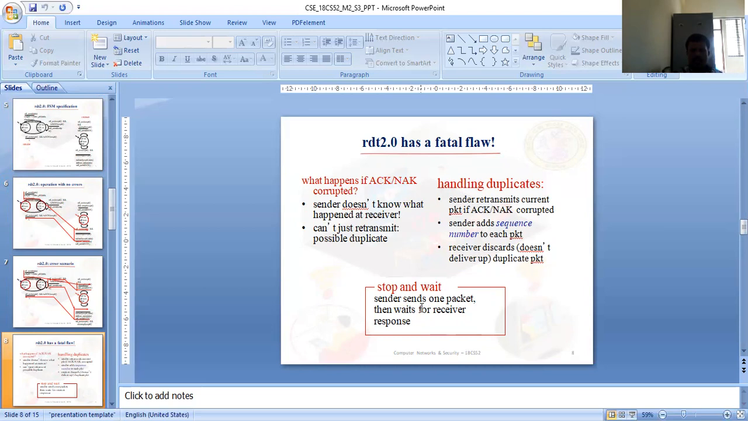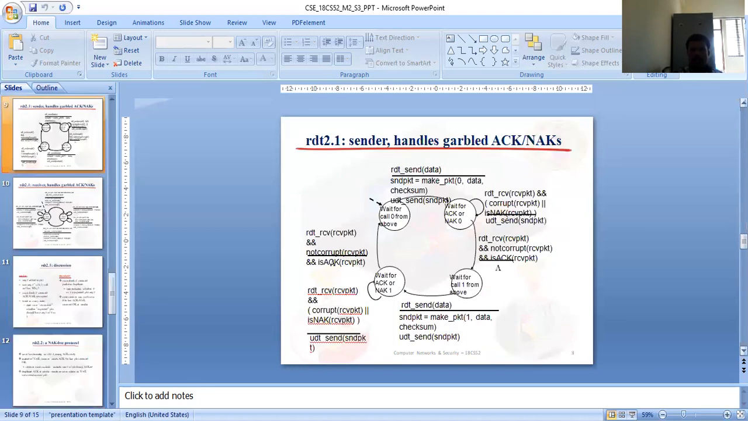The sender sends one packet, then waits for the receiver's response, either a positive acknowledgement or a negative acknowledgement. Version 2.1 tells that the sender handles a garbled acknowledgement or negative acknowledgement. You see that those are the scenarios. So this is exactly the FSM, wait for confirm.